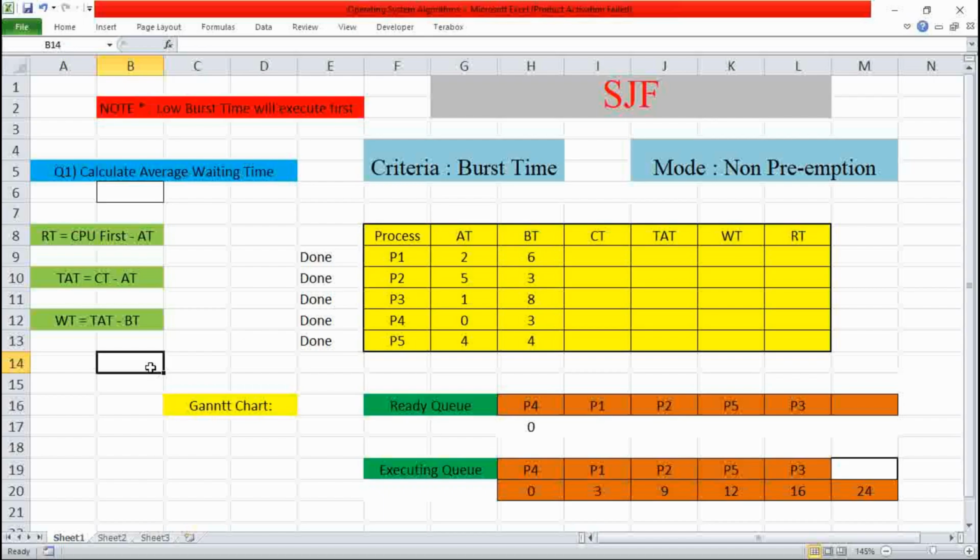If you have a doubt, please rewind it and see where the main logic comes. It's upon the burst time. So the process which has the lowest burst time will be executed first.